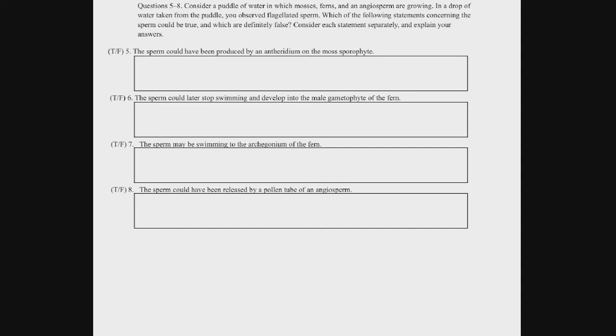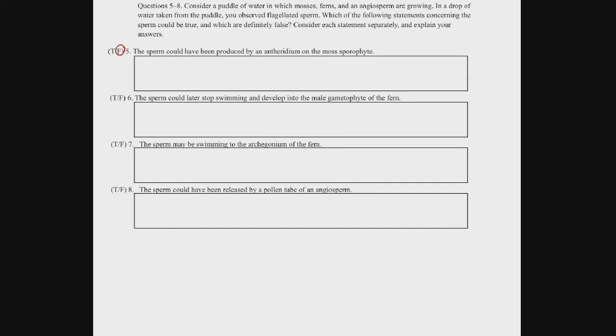So 5. The sperm could have been produced by an antheridium, which is a male sex organ of algae, mosses, ferns, fungi, other non-flowering plants. So the sperm could have been produced by an antheridium on the moss sporophyte. This is false. Moss sporophytes produce spores, and antheridia produce sperm on moss gametophytes only. So sporophytes are 2N. Antheridia produce sperm, which is haploid. It only forms with a gametophyte, which is also haploid. So that's why that's false. A haploid cell is not going to sexually reproduce with a diploid cell.